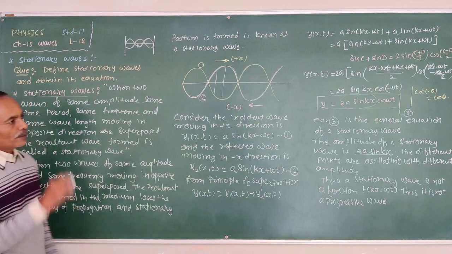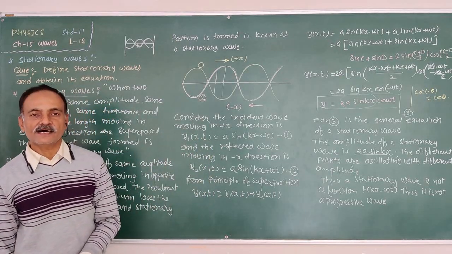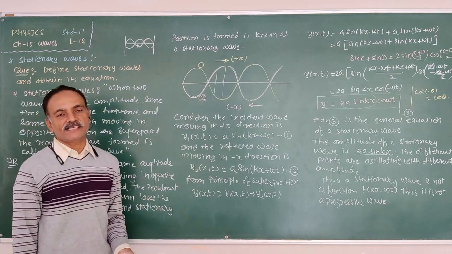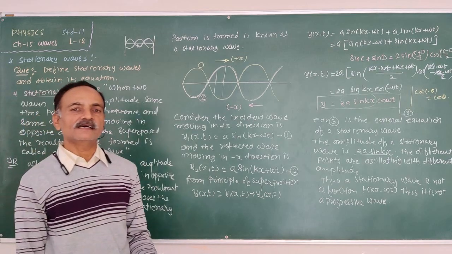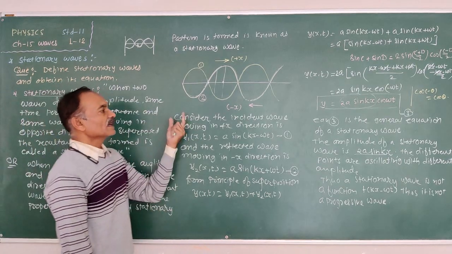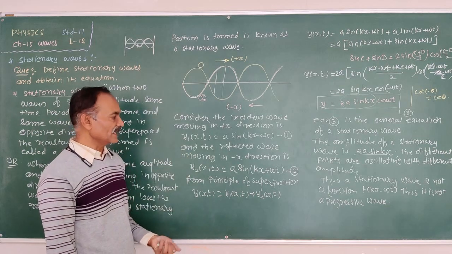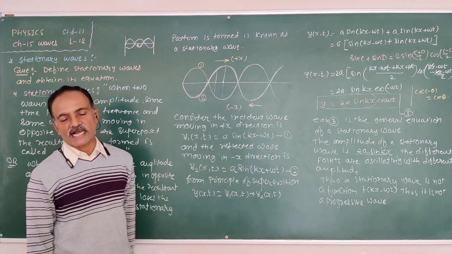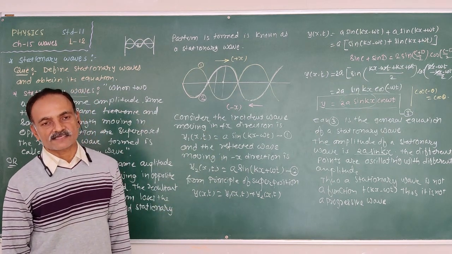Now, to obtain the equation of the stationary wave, we have to consider two waves moving in opposite directions. One wave is the incident wave and the second is the reflected wave. Therefore, consider the incident wave moving in positive x direction: y1(x,t) is equal to a sin(kx - omega t). That is our equation 1.